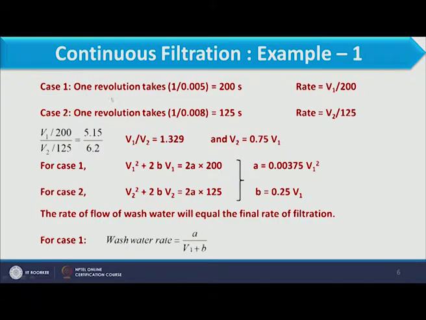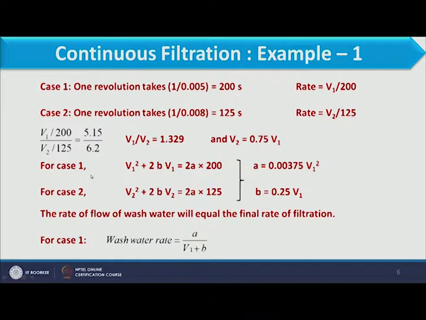Now for case 1, one revolution at 0.005 hertz takes 200 seconds, and the rate should be equal to V1 by 200. How is the rate defined? Total volume collected divided by total time required. Similarly for case 2, one revolution takes 125 seconds and the rate should be V2 by 125. Now from these two expressions we can relate V1 and V2, and V1 by V2 we can define as 1.329, and further V2 should be equal to 0.75 V1.